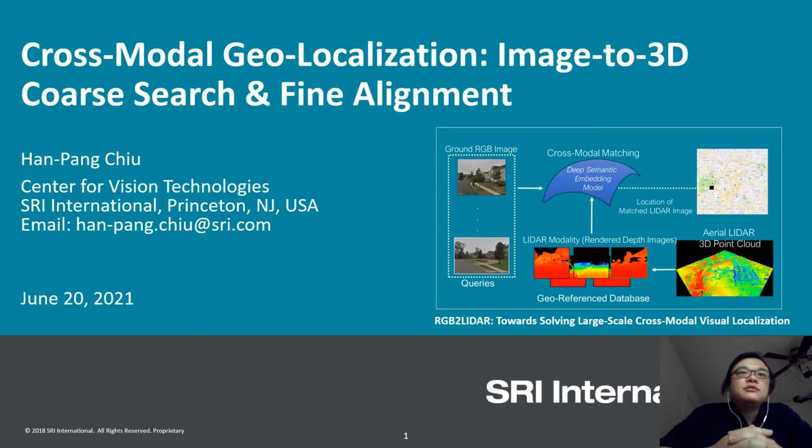The topic I'm going to talk about today is cross-modal geolocalization. It includes two steps. The first step is code search. The second step is file alignment.